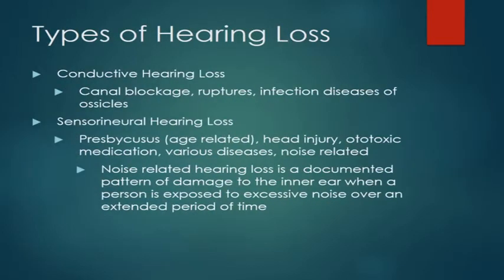Types of hearing loss. There's conductive hearing loss and sensory neural hearing loss. Conductive hearing loss consists of canal blockage, ruptures, or infections. Sensory neural hearing loss is more like presbycusis, which is age-related. Head injuries, ototoxic medication, various diseases, and noise can cause it. Noise-related hearing loss is a documented pattern of damage to the inner ear when a person is exposed to excessive noise over an extended period of time.